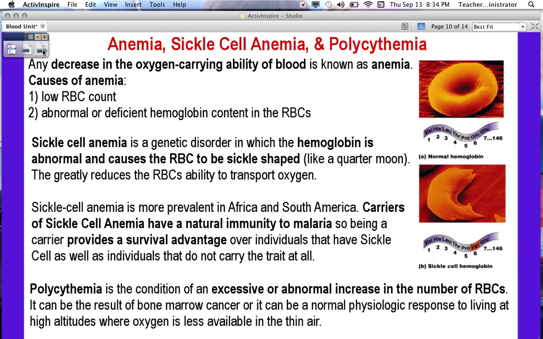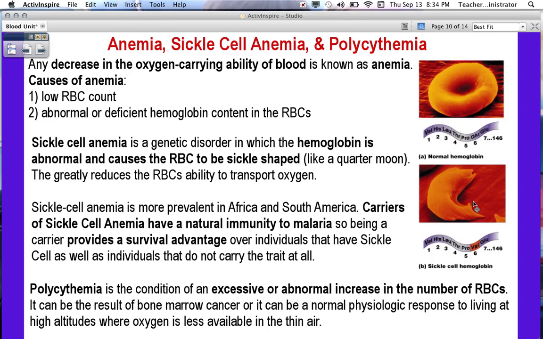Sickle cell anemia is a special form of anemia that is a genetic form, and it's where the hemoglobin is abnormal. And so that's going to, again, we said hemoglobin really plays a major role in the shape of red blood cells. So if hemoglobin is abnormal, then the shape of the red blood cell can be abnormal. So it's more of a sickle shape, which means it looks kind of like a quarter moon. And again, that's going to reduce the ability of the red blood cell to transport oxygen. Sickle cell anemia is actually most prevalent in Africa and South America.